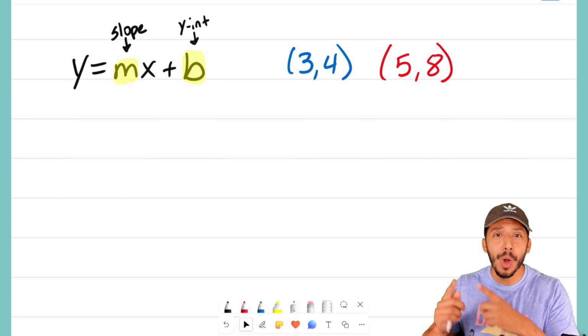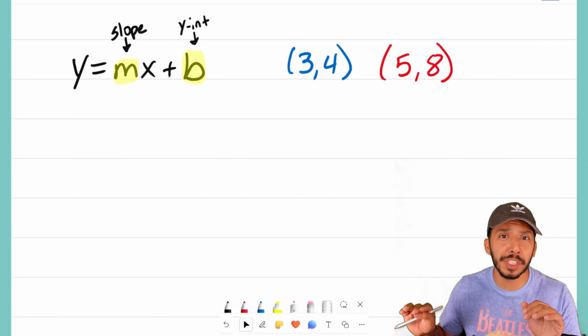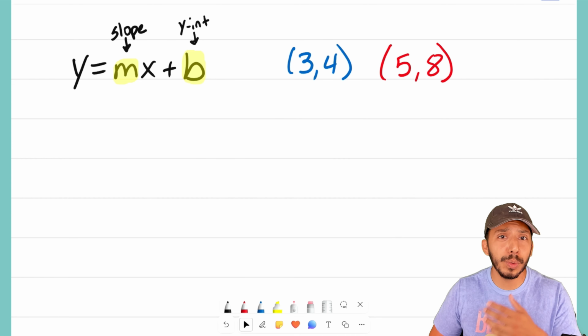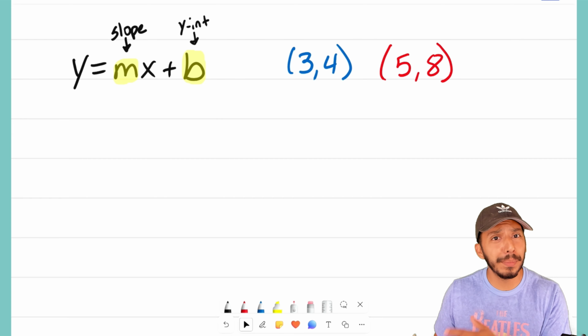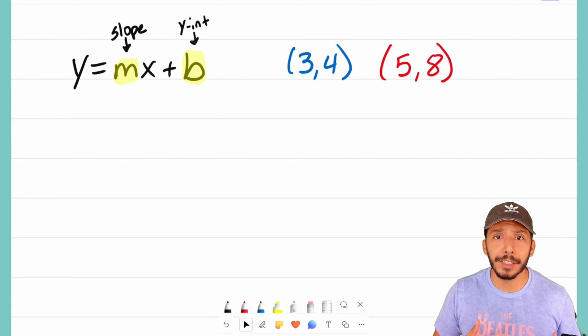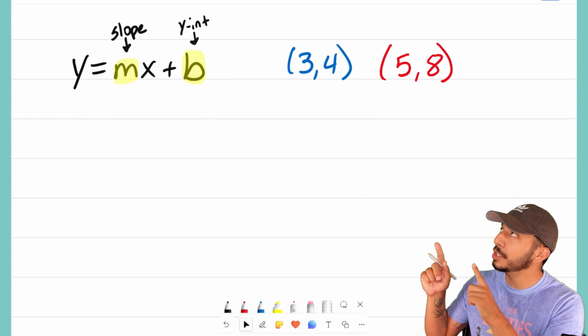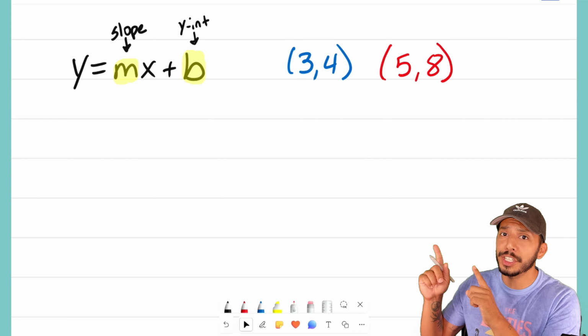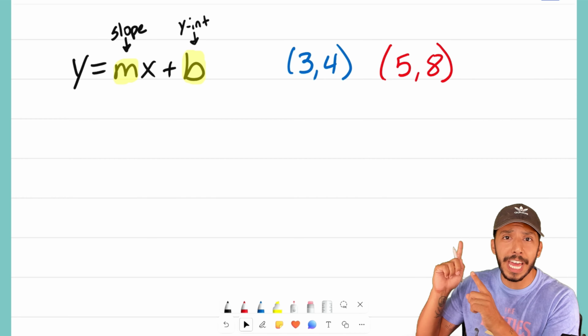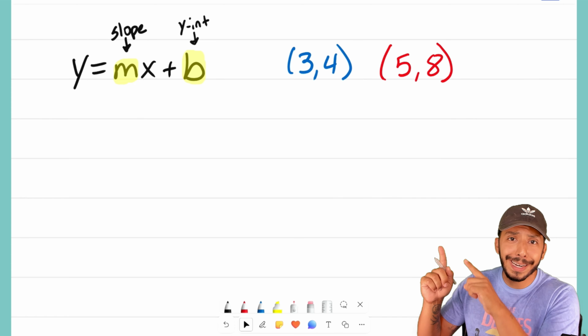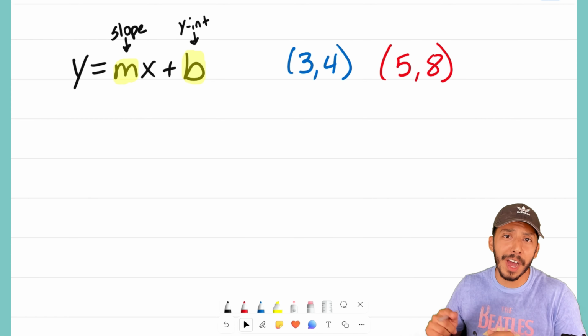So here we go. We have our standard equation that we use for graphing, y equals mx plus b. Remember, m is the slope, b is the y-intercept. And look right there, I got 2 points that I need to use. I got the blue point, which is at (3, 4). And then I got the other red point, which is at (5, 8).